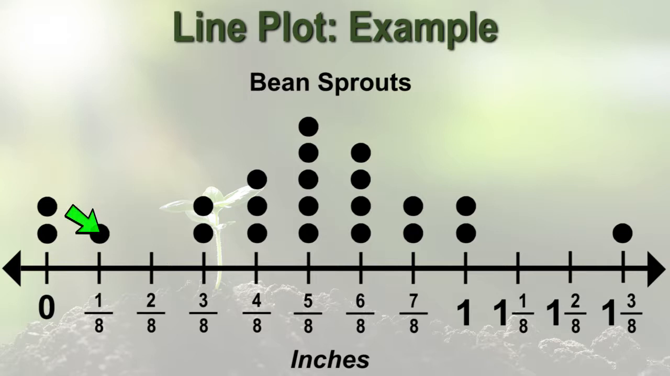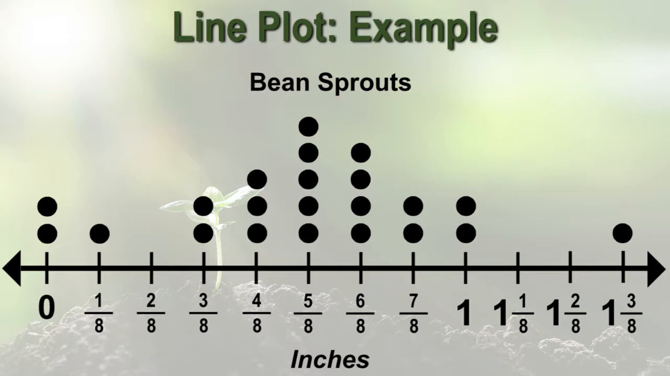The data points are placed on the number line. Each dot represents one piece of data that has been collected. The number of pieces of data should be equal to the marks on a line plot. We label the number line to show what measurements or types of data we are displaying. On this line plot, the label of inches tells us that the measurements of the bean sprouts is in inches.